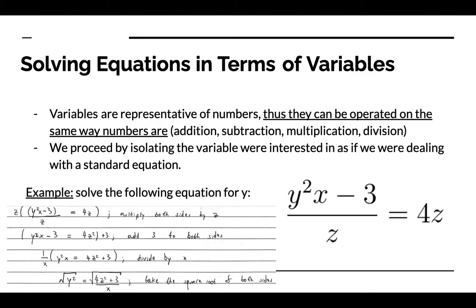So as a result, we take the square root of both sides, and we're going to get that y equals the square root of 4z squared plus 3 over x, where the square root is also acting on the over x part. Okay? So if you're in this class, physics again is a math-intensive class, you should be familiar with equation solving, so this is a little brushing up on solving with variables as opposed to just numbers.